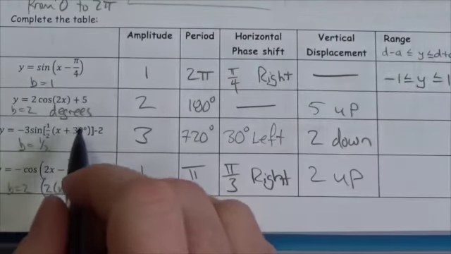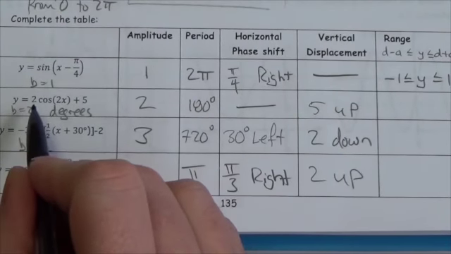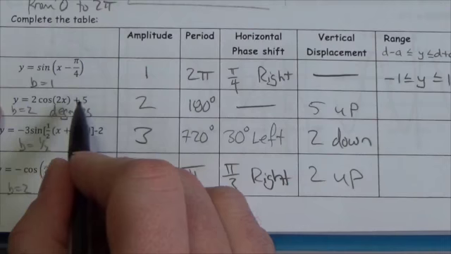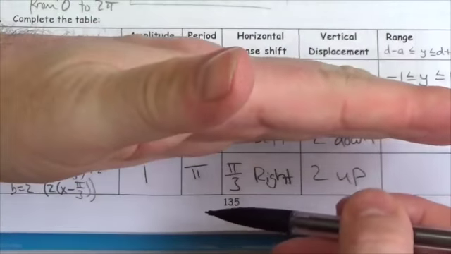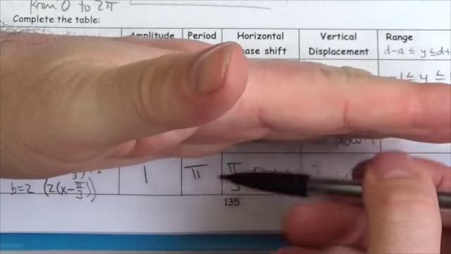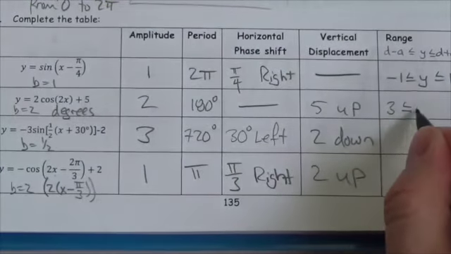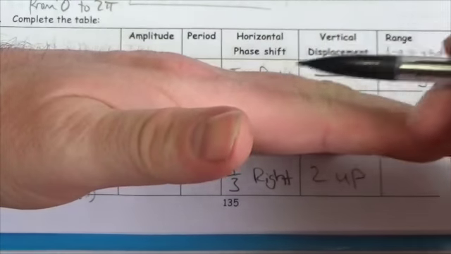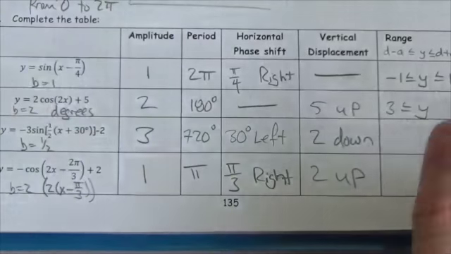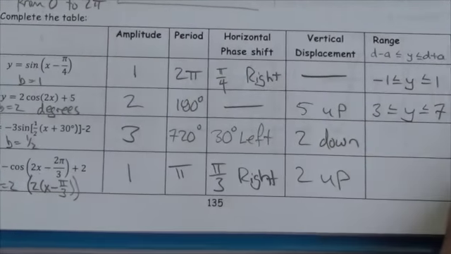This one's a little different though. Our median value, our middle, is 5, and our amplitude is 2. That means from the middle, at a y-coordinate of 5, this dips down 2. So from 5 down 2, this is going to be 3. And then from 5, I go up 2. 5 up 2 is going to be 7. So this is going to fluctuate between 3 and 7.